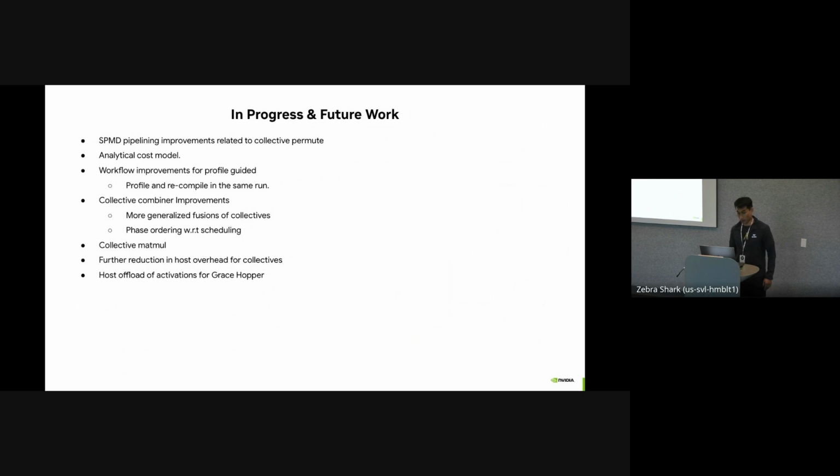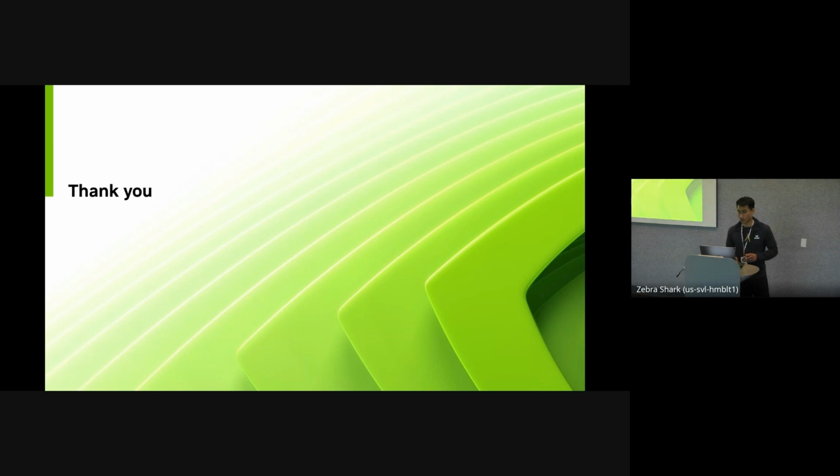Collective matmul is another important optimization. We partition large matmuls into smaller ones and then inject collectives and also efficiently hide collectives between each of these partitioned gemms to reduce peak memory. Also, we are actively looking to reduce the host side overhead even further. So for the Grace Hopper platform, because of the high bandwidth interconnect between GPU and CPU, we can do much more efficient offloading of activations. So that's another optimization down the line. With that, I think that's a wrap.